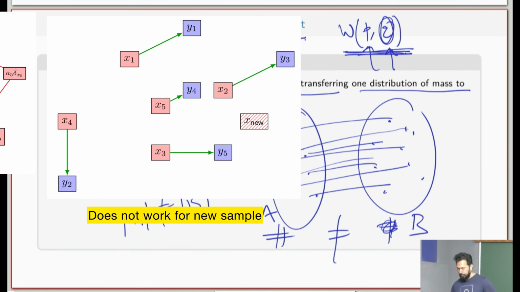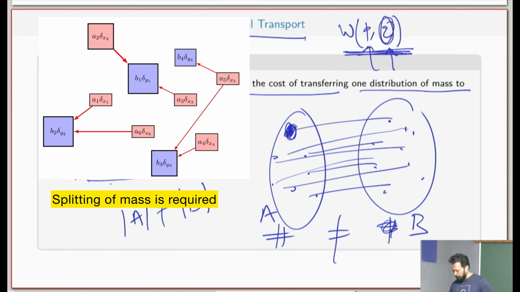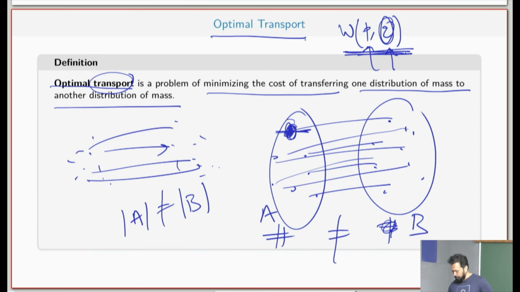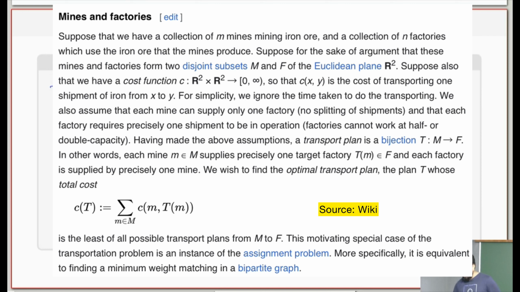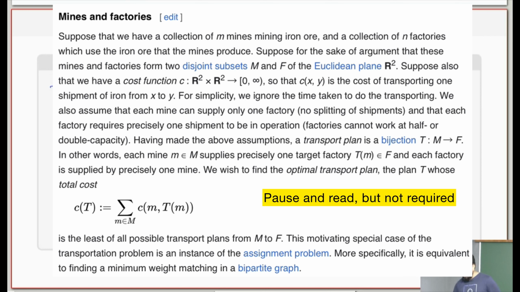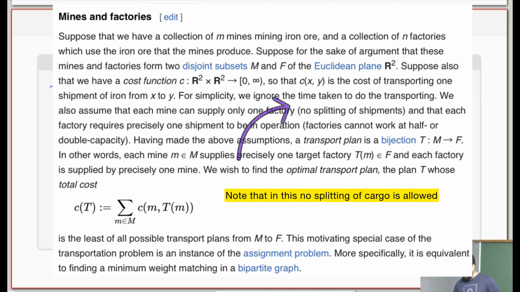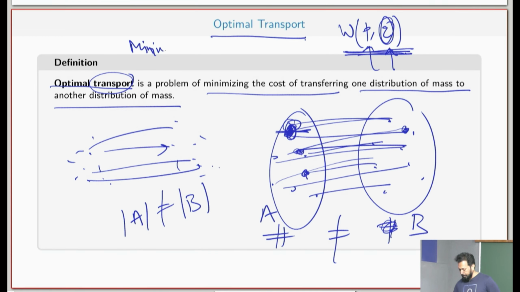Point-to-point assignment is a very special case of optimal transport. Here sometimes splitting is required. Some part of the mass went here, but some part of the mass went here. Or sometimes joining can happen, so these two masses combine. Let us say factories and mining is also a very common thing. Mining and factories: you have many mining places, and then you have many factories.